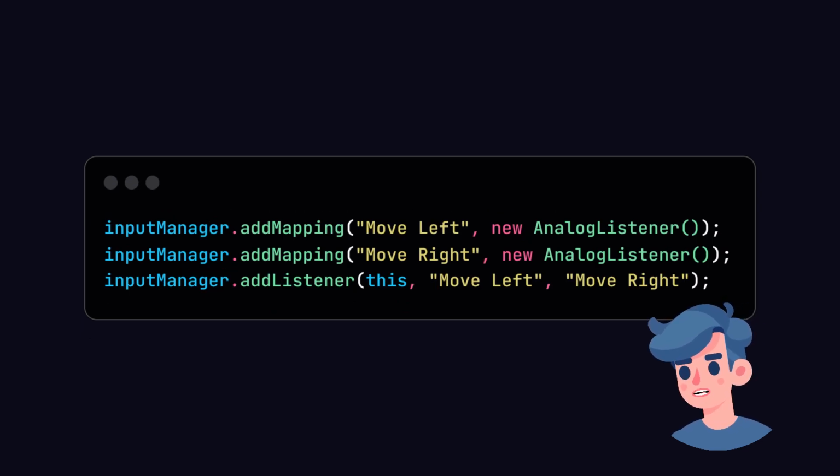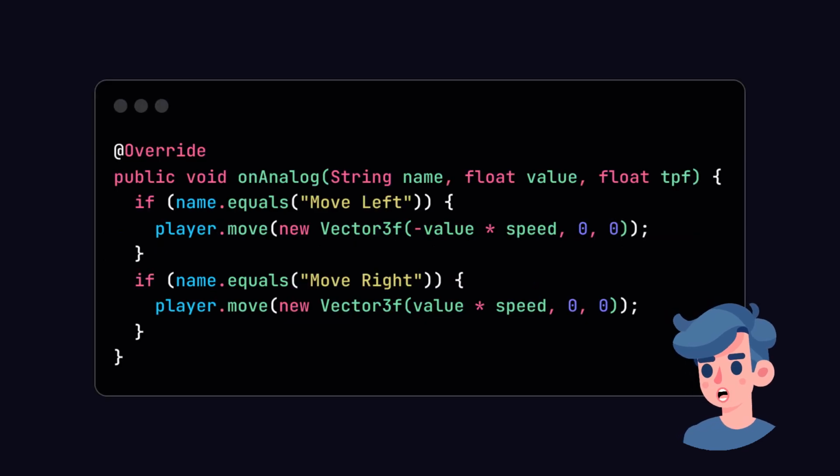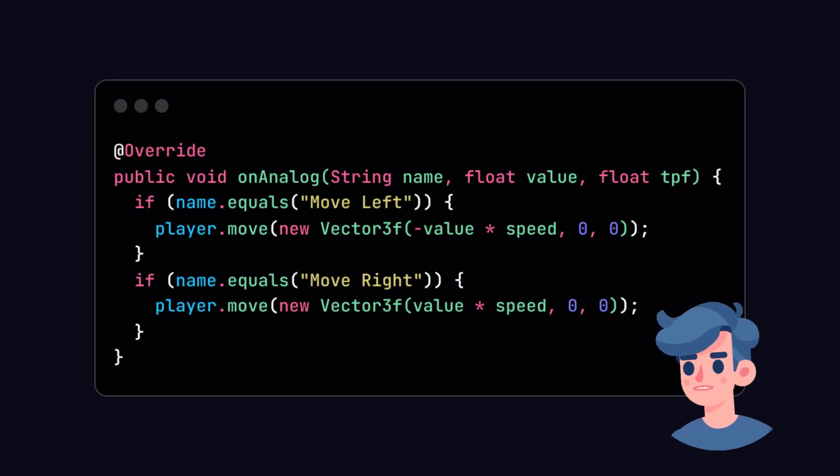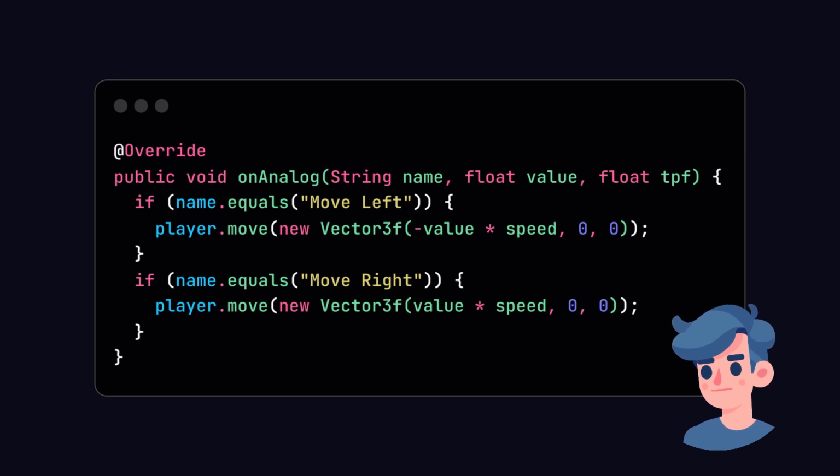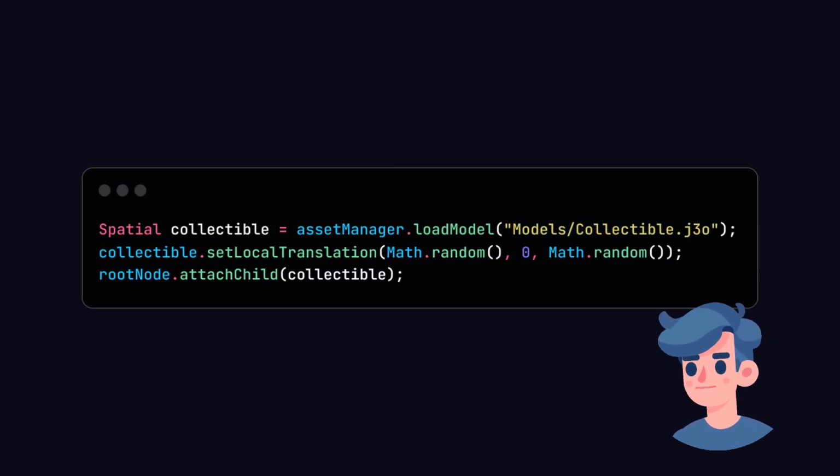For our player's controls, we can use an input manager to listen for keyboard inputs. Next, we define our input action methods. For movement, we can adjust the player's control based on the key pressed. As we progress, it's important to create an engaging game world.